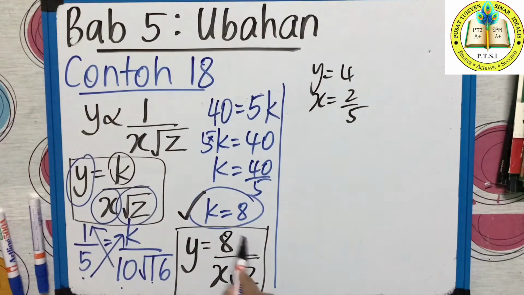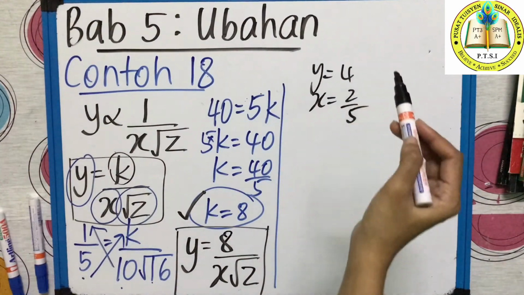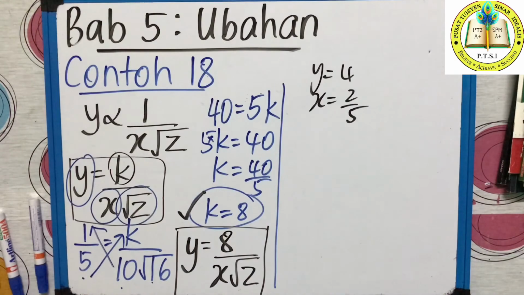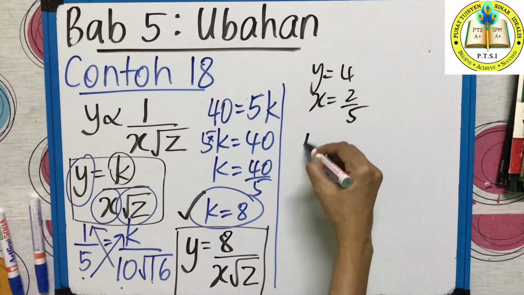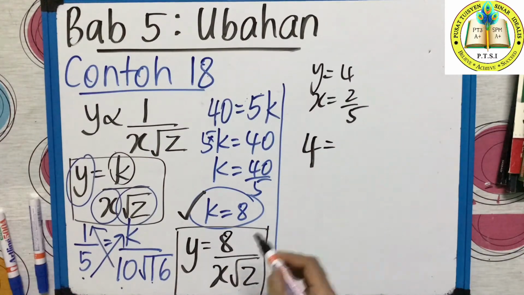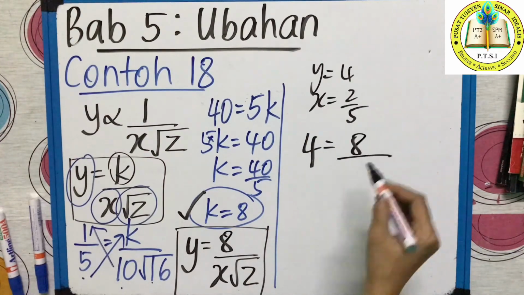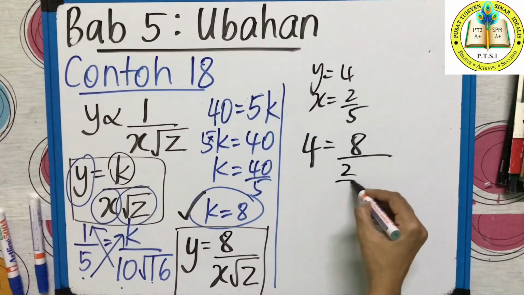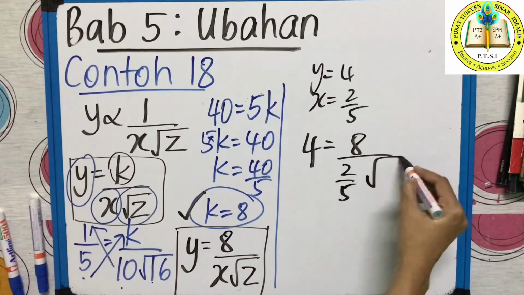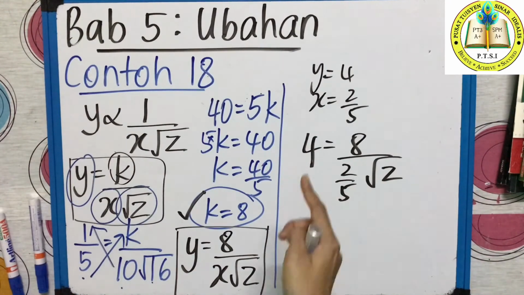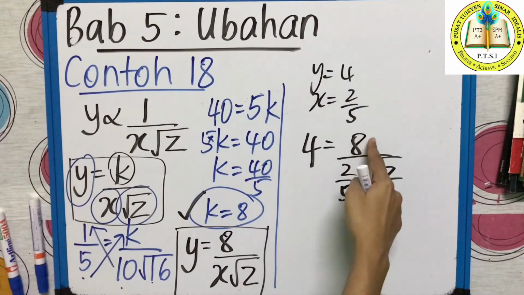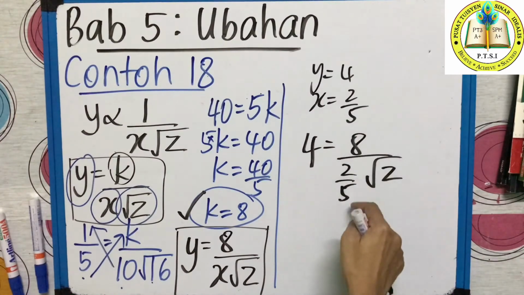The first method, you find K, you find equation. Now, from this equation, Y 4, X 2/5. Apa perlu kamu buat? Ganti. So, teacher write the equation. Y 4, teacher ganti Y 4. 8 over X 2/5 and then square root Z. So sekarang soalan cari nilai Z. So Y is 4, this is K fixed already, X 2/5 Z.